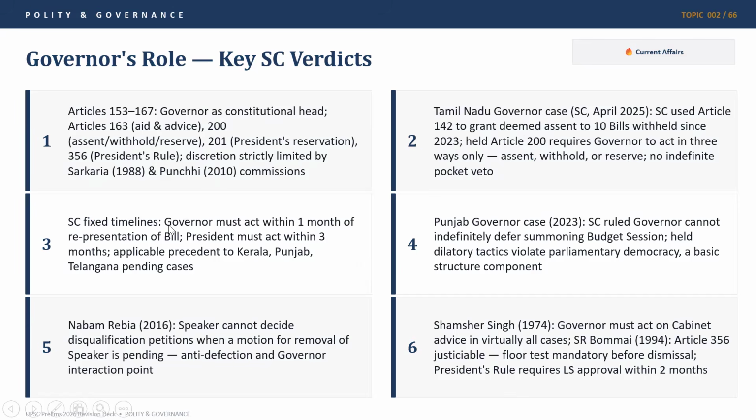now fixed timelines. A governor must now act within 1 month of the representation of the bill, and the president must act within 3 months. So they cannot sit on the bill. Both the governor and the president cannot sit on the bill indefinitely now. They have timelines of 1 month and 3 months, which is fixed by the Supreme Court. And it is applicable to the president, and to Kerala, Punjab, and Telangana's pending cases.